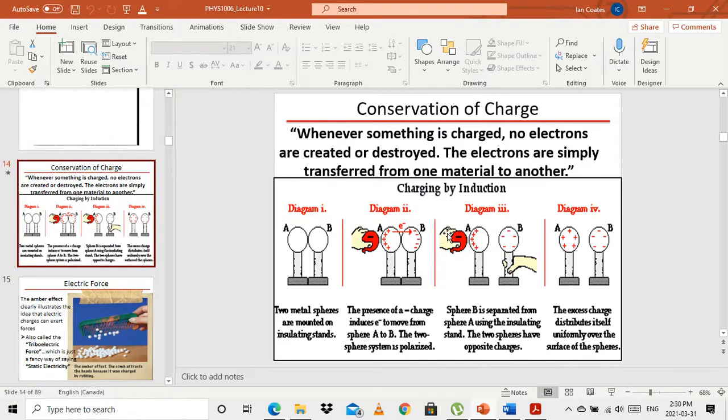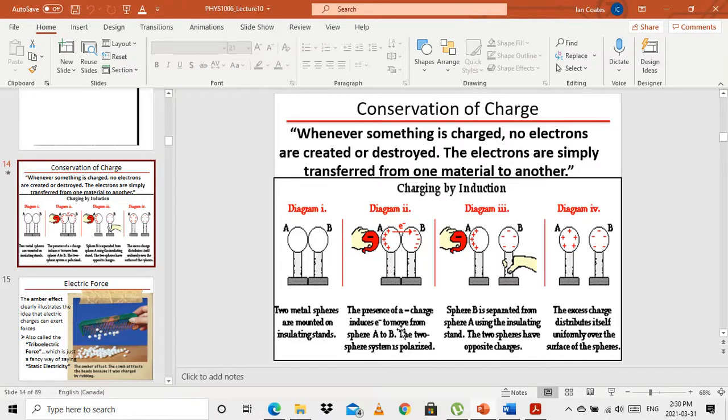Conservation of charge. Whenever something is charged, no electrons are created or destroyed. The electrons are simply transferred from one material to another. So you look at this case here, diagram 1. Two metal spheres are mounted on an insulating stand. We'll get into what an insulator is. An insulator is that. It insulates.